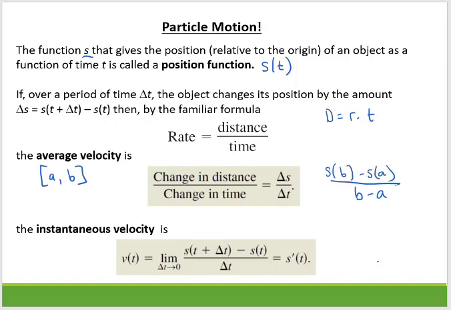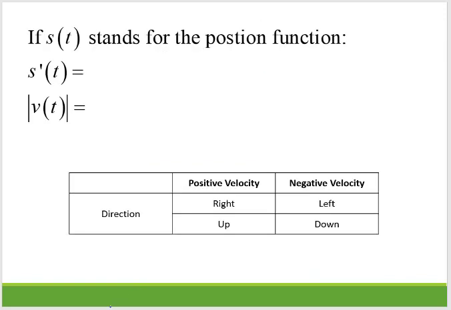The instantaneous velocity is the derivative of position. Okay, so instantaneous happens at an instant. That's why we've learned derivatives. So keep that in mind. So if s of t stands for the position function, the derivative of that is our velocity function. Okay, and then the absolute value of velocity is the speed function. So think about your speedometer. It's not telling you where you're going. You know where you're going. It's just telling you the absolute value of the velocity.